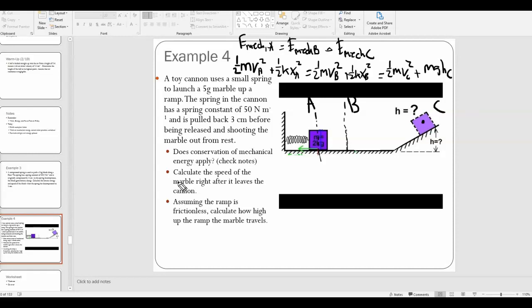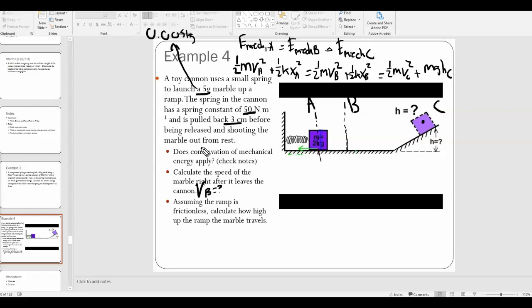Now I can use what I have to answer the first question, calculate the speed of the marble right after it leaves the cannon. So in other words, I want to know what is vB. And I know some values. I know the mass is 5 grams, which needs to be converted to kilograms, so that's 0.005 kilograms. I also know the k for the spring is 50 newtons per meter, and that it's initially pulled back 3 centimeters before being released.